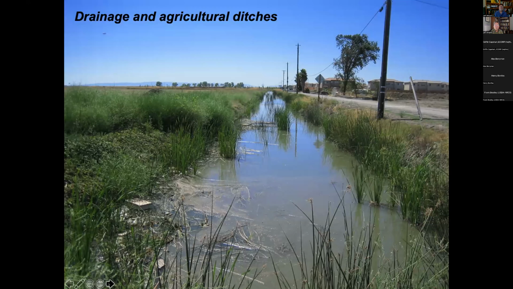Drainages and agricultural ditches get ignored for red-legged frogs, mostly because they're nasty and everybody says they don't occur on the floor of the Central Valley. That just isn't true. Jeff and I and my wife did a poster presentation, but it didn't get out very far. So we'll probably do a publication on it to show all the drainages in the Central Valley that red-legged frogs occur in. I think it's something like 45 different areas. So they do occur in the Central Valley. You need to survey for them in order to find them.